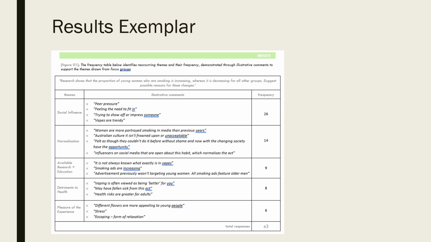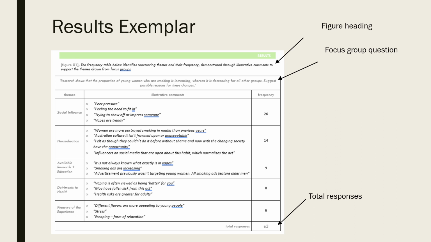You can see that this frequency table has a nice descriptive figure heading. The reader should understand exactly what data they are looking at from your results section without having to read the method section. The focus group question the data relates to is also shown at the top of the table, and the data is clearly and logically organised into a series of descriptive themes. The total number of responses are displayed at the bottom.